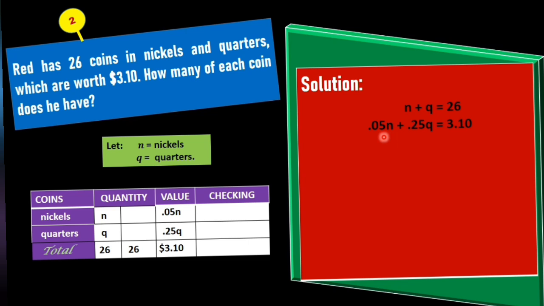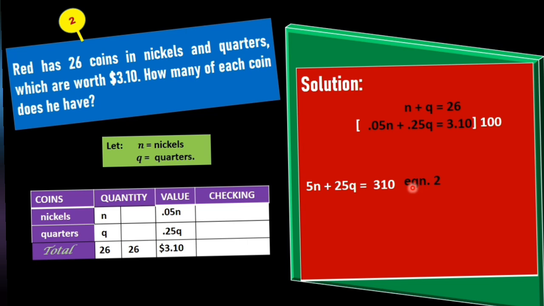And this is the value. The total value equals 3.10. So this is the value of nickels and this is the value of quarters. Multiply this by 100. So distribute, multiply. So this becomes 5n plus 25q equals 310. So here's the equation. So this is the final equation of equation 2.